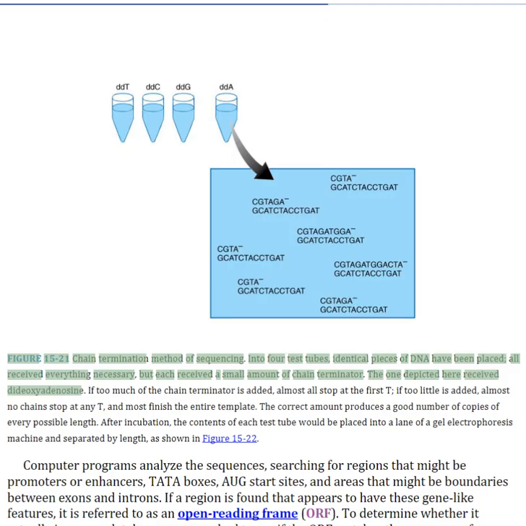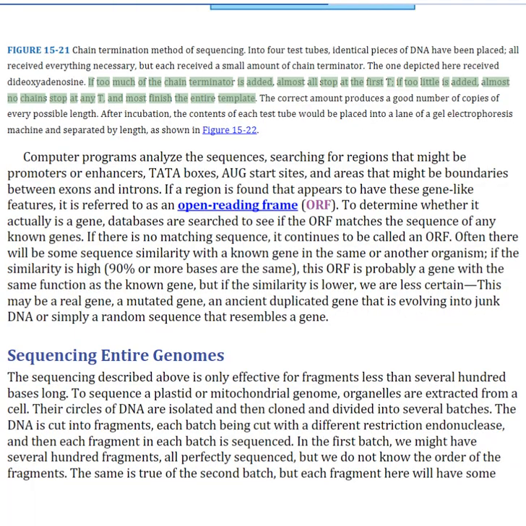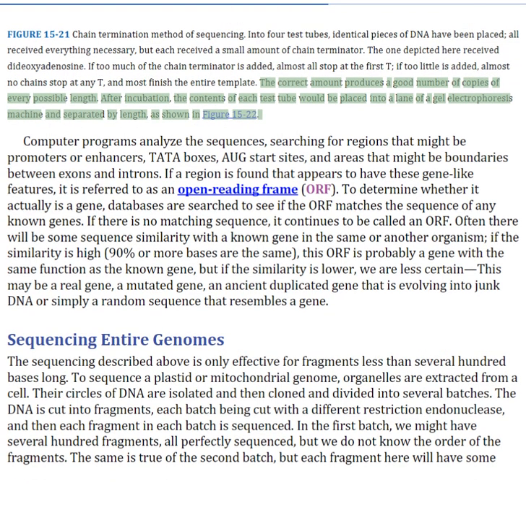Figure 15:21 chain termination method of sequencing. Into 4 test tubes, identical pieces of DNA have been placed, all received everything necessary, but each received a small amount of chain terminator. The one depicted here received dideoxyadenosine. If too much of the chain terminator is added, almost all stop at the first T. If too little is added, almost no chains stop at any T, and most finish the entire template. The correct amount produces a good number of copies of every possible length.